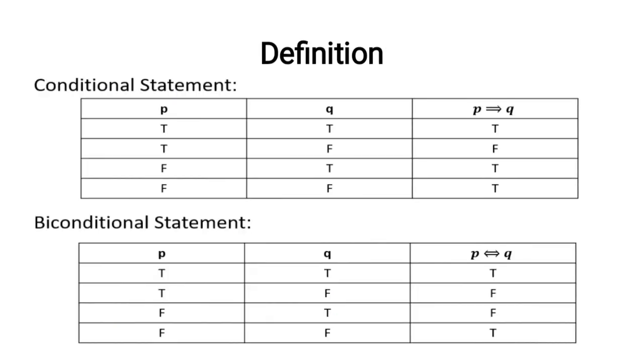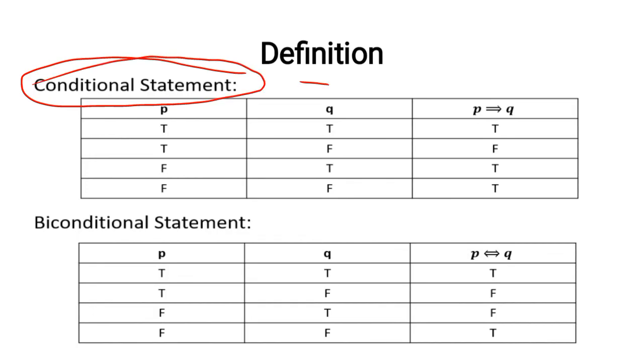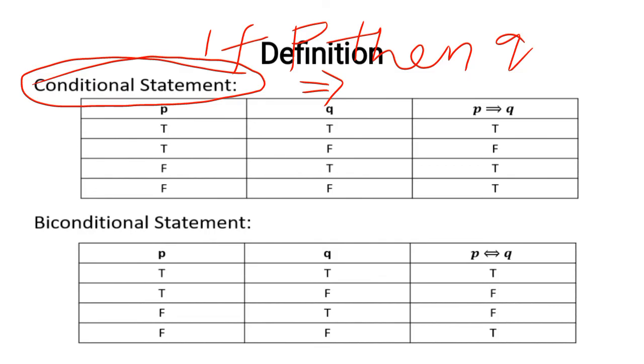The next definition you need to know is what we call the conditional statement. For the conditional statement, as we move forward, I will give you other ways that this is written, and the symbol for it is this implication symbol. Okay, so for the conditional statement, it's just if-then. It's an if-then statement. So if I have P, then Q. Okay, that's what it means. But there are other ways of writing the conditional statement.